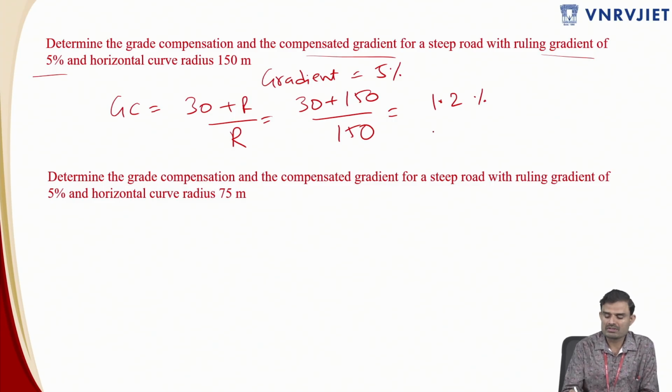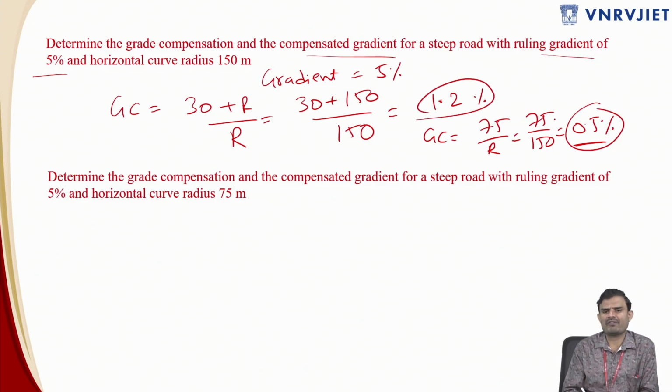first formula. And the other grade compensation is nothing but 75/R. So 75/150 is nothing but 0.5%. So this is 1.2 and this is 0.5. As per our formula, you have to provide whichever is minimum. So whichever is minimum is nothing but 0.5%. So you have to subtract 0.5 from the original gradient.